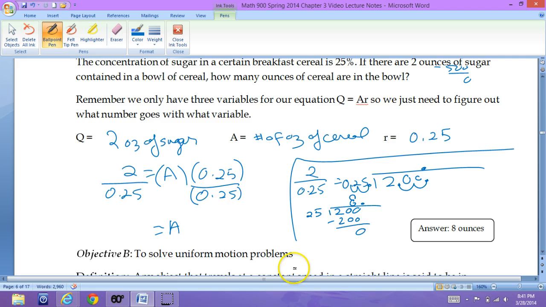You have a remainder of 0, which means the answer is 8. But 8 what? Remember I said in one of the previous videos that when dealing with word problems, you need to have words in your answer. How many ounces of cereal are in the bowl? So we could just say 8 ounces. You could say 8 ounces of cereal, but I know we're talking about cereal. So 8 ounces. And that's what I have here in the answer box.